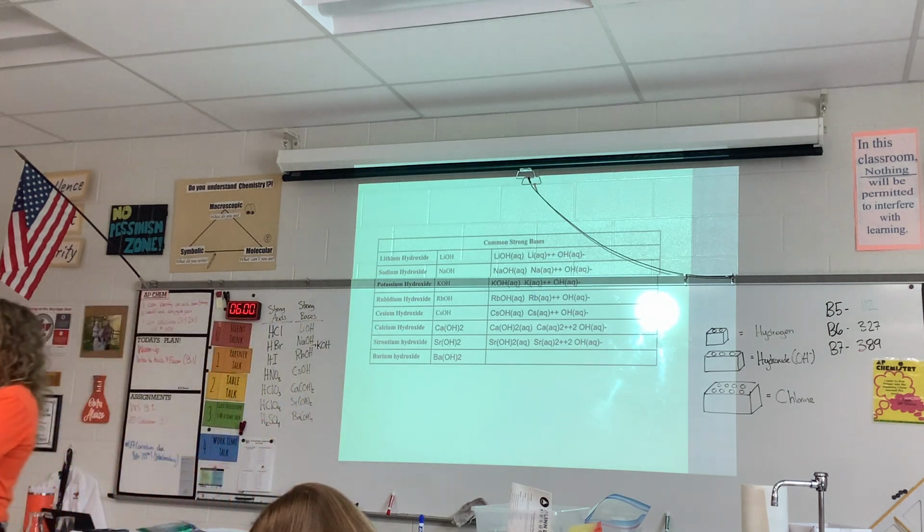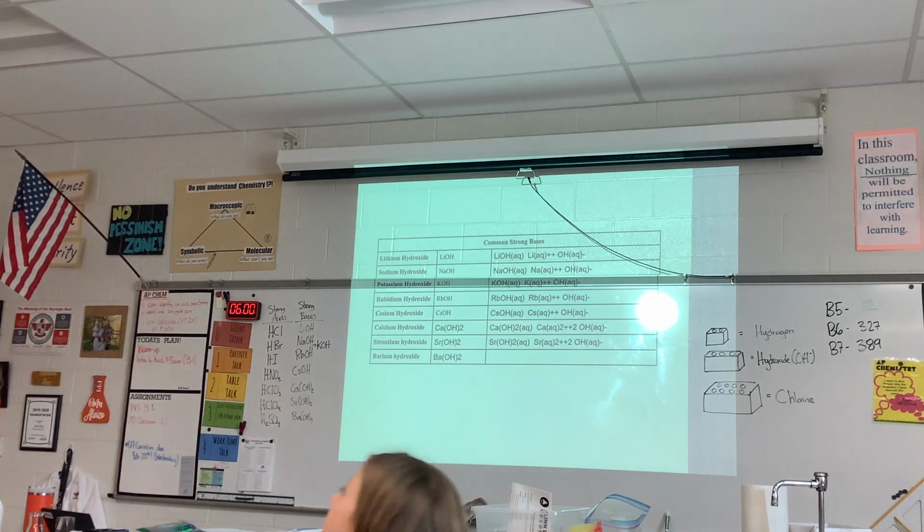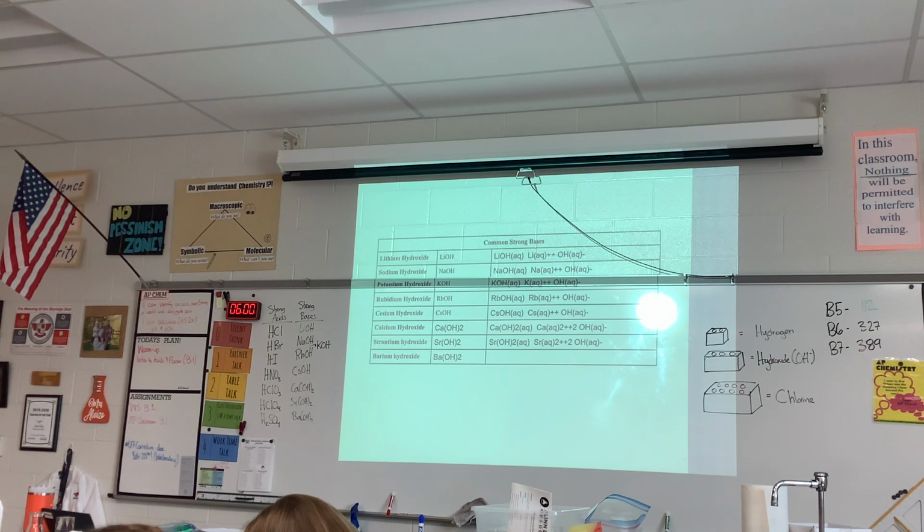I'm going to read through, and I want you to see if you can see the pattern on the periodic table. So lithium hydroxide is our first strong base. The next one is sodium hydroxide, potassium hydroxide, rubidium hydroxide, cesium hydroxide. Now, there's going to be a little jump here, but we go to calcium hydroxide, strontium hydroxide, and barium hydroxide. As you can see, they're kind of grouped together on the periodic table. So I think they're a little easier maybe to memorize.